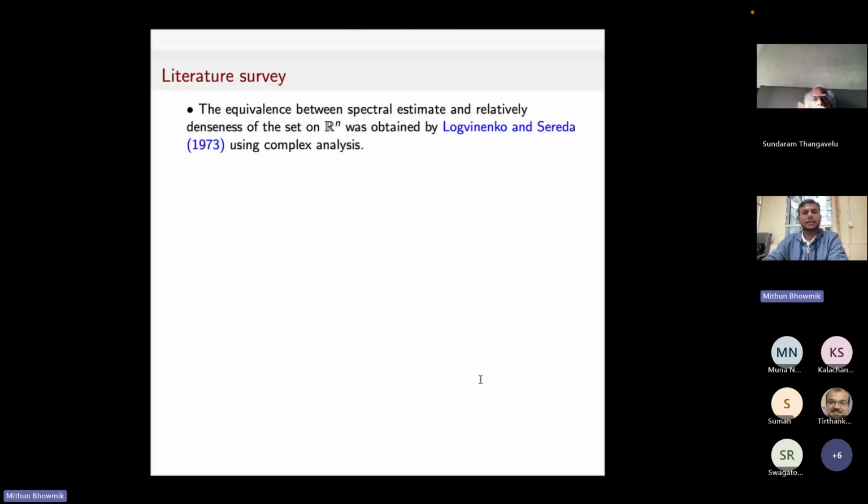Okay, so as I said, the Logvinenko-Sereda theorem appeared in 1973, and its proof uses complex analysis techniques and a propagation of smallness for analytic functions. That was the main ingredient to prove this Logvinenko-Sereda-type result. And Kovrijkine in 2001 proved the sharp constant appearing in the Logvinenko-Sereda inequality. So he actually proved what the sharp constant in the inequality is.